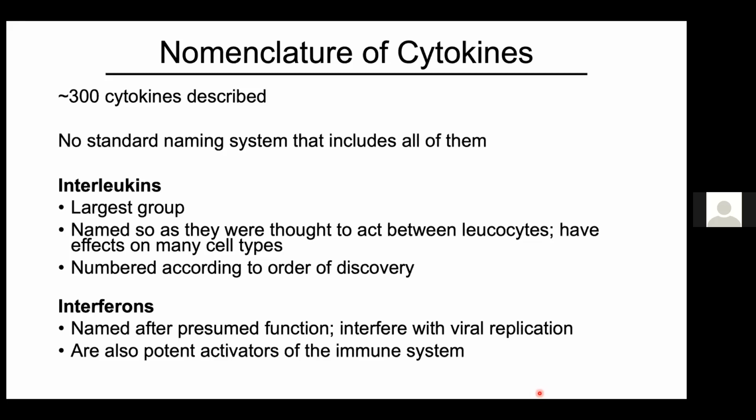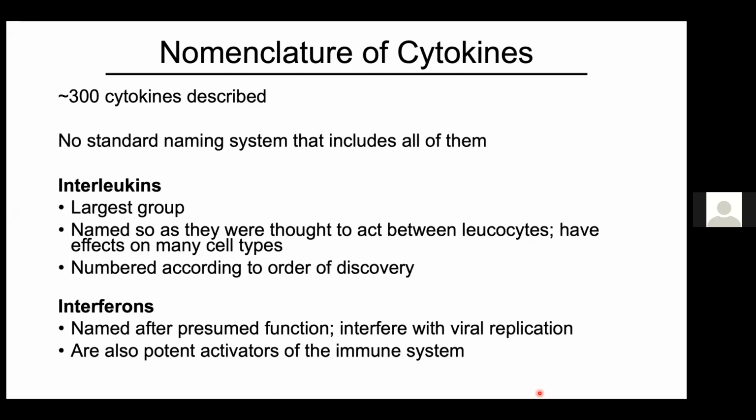The first one is the interleukins. This is the largest group. The reason they were called interleukins is because they were thought to act between leukocytes, okay? So white blood cells, but it's been shown that they have effects on many cell types. The leuc there means basically white blood cells. And just as the name suggests, they're also produced by white blood cells. But remember I mentioned that there are other non-immune cells that can produce cytokines, like your endothelial cells, okay? And sometimes even epithelial cells like the ones in the kidneys.